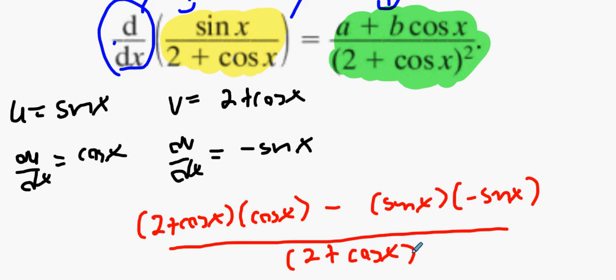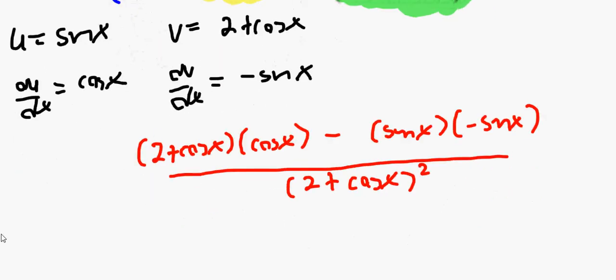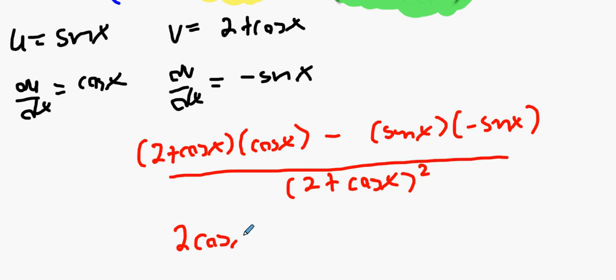Which part are we very happy about right now? I think the denominators look exactly alike, don't they? 2 plus cos x squared, 2 plus cos x squared, right? And let's multiply at the top, and what do we get? 2 cos x plus cos squared x, yeah.